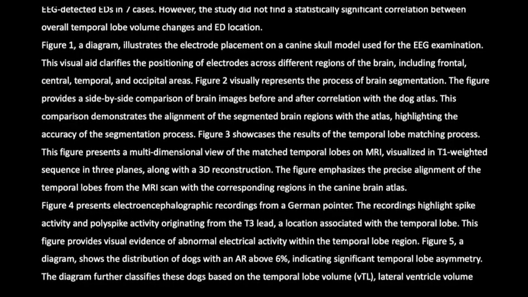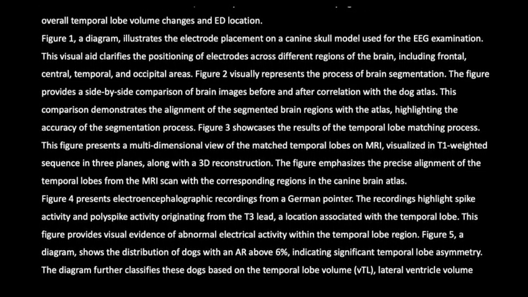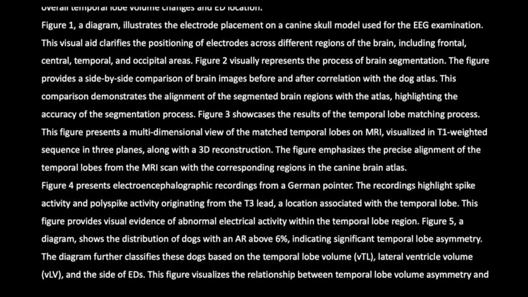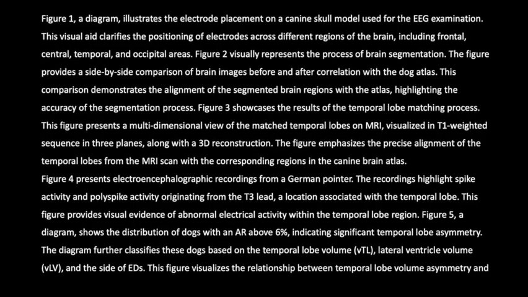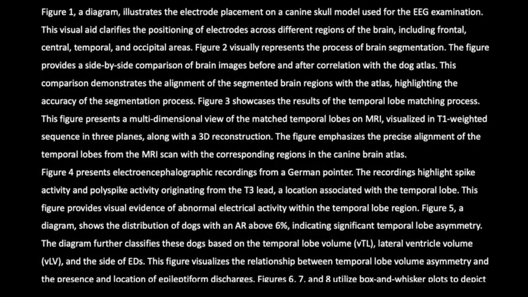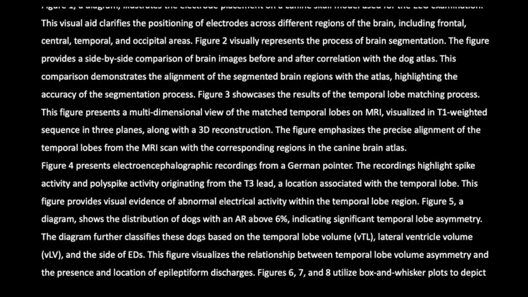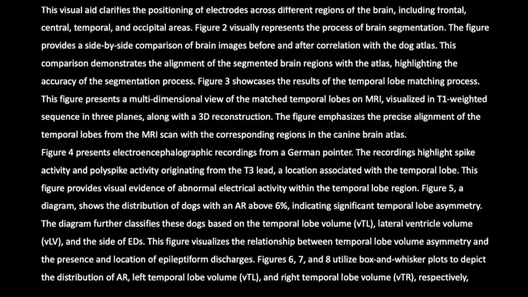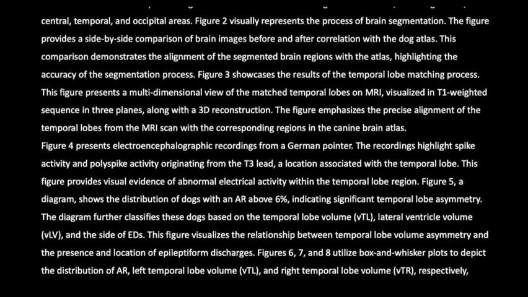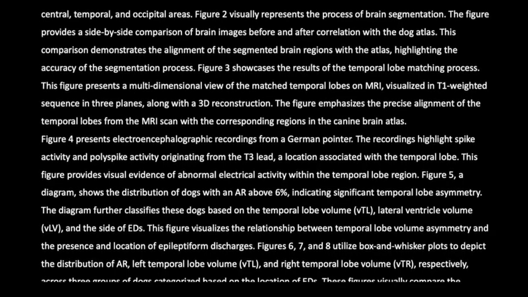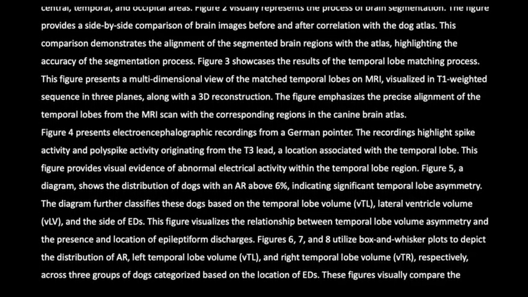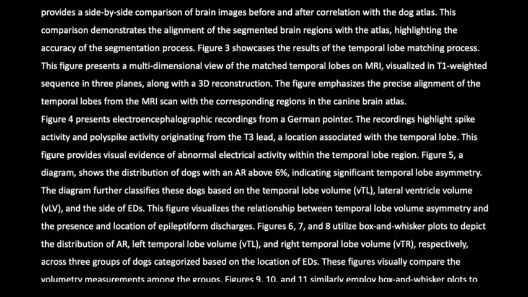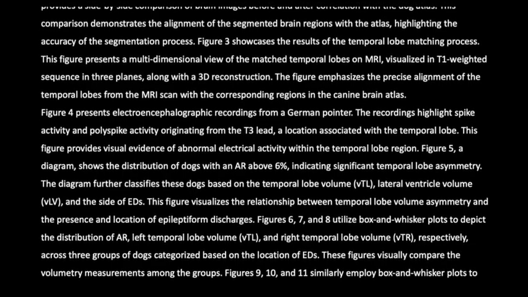This figure presents a multidimensional view of the matched temporal lobes on MRI, visualized in T1 weighted sequence in 3 planes, along with a 3D reconstruction. The figure emphasizes the precise alignment of the temporal lobes from the MRI scan with the corresponding regions in the canine brain atlas. Figure 4 presents electroencephalographic recordings from a German pointer. The recordings highlight spike activity and polyspike activity originating from the T3 lead, a location associated with the temporal lobe. This figure provides visual evidence of abnormal electrical activity within the temporal lobe region.